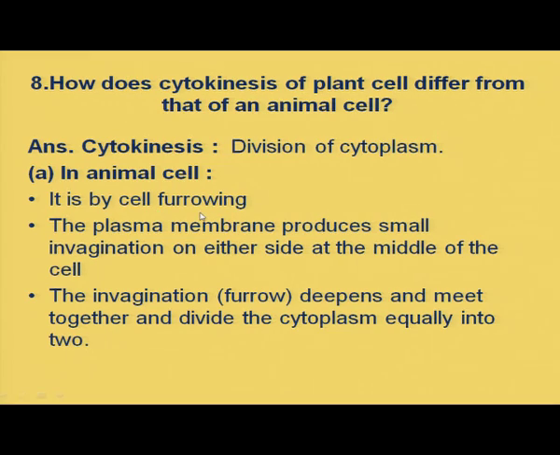The plasma membrane, the outermost boundary of an animal cell, produces invaginations, infoldings, on either side of the cell in the middle portion. Later, this furrow deepens, the sides meet together and divide the cytoplasm equally into two. By this method, cytokinesis is completed in an animal cell. So, it is by cell furrowing.